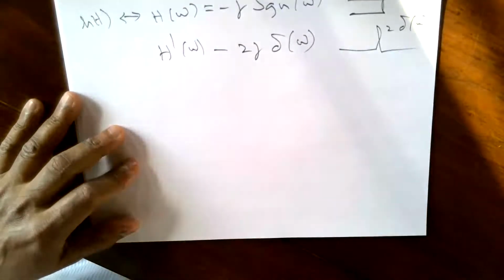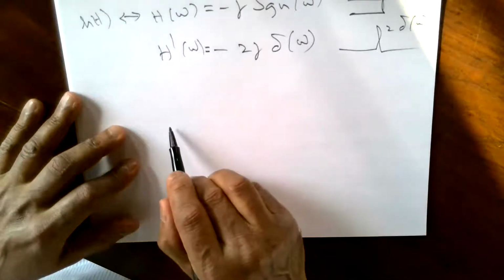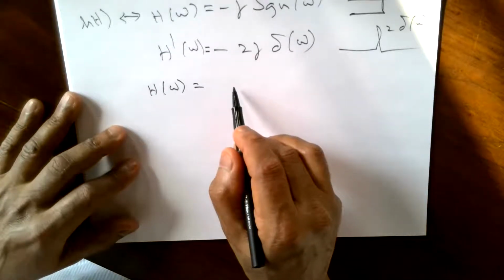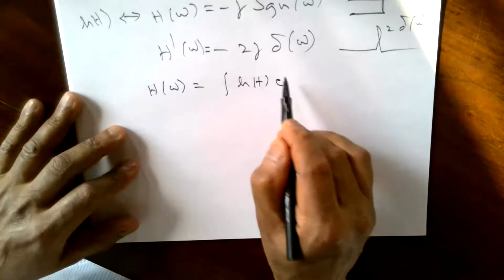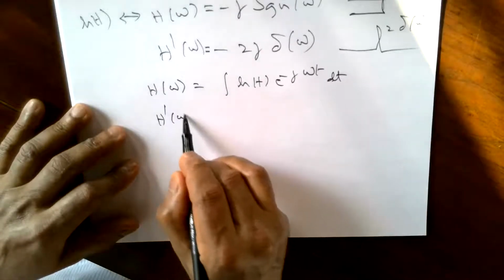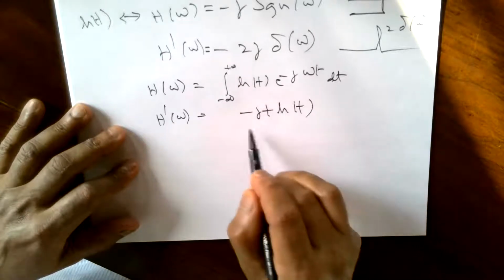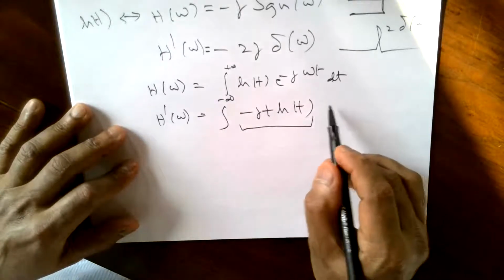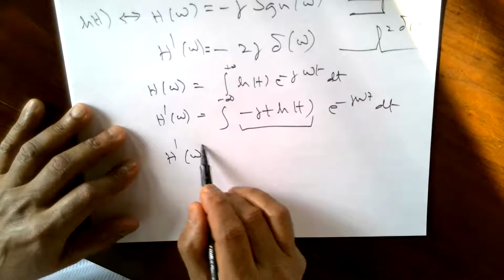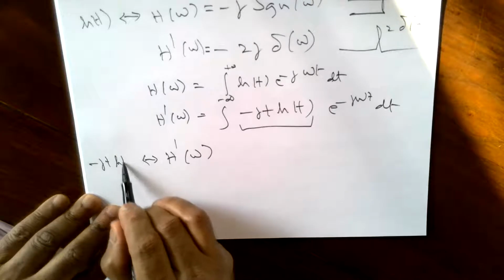So the whole idea is to figure out the h of t. I'm going to do it with some of these properties. So I have delta ω here. One more property is, remember, H(ω) is actually the integral of h(t) e^(-jωt) dt. So if you take the derivative on both sides with respect to ω, you get this operation. So we also see that H prime of ω is the transform of minus jt h(t).